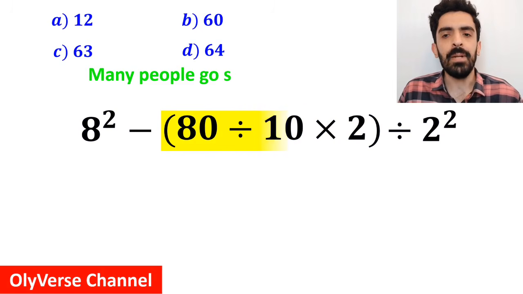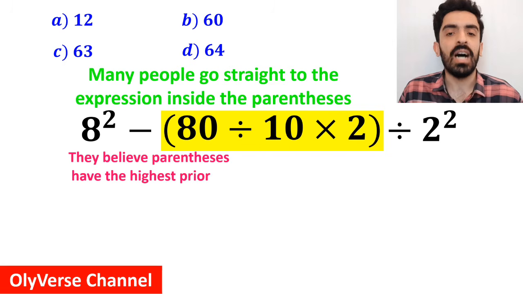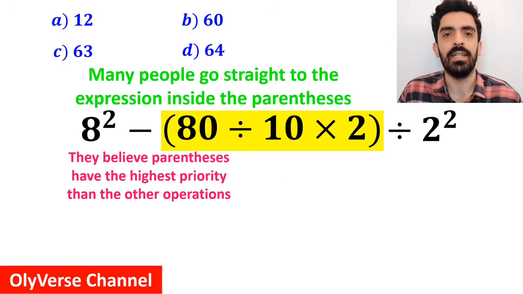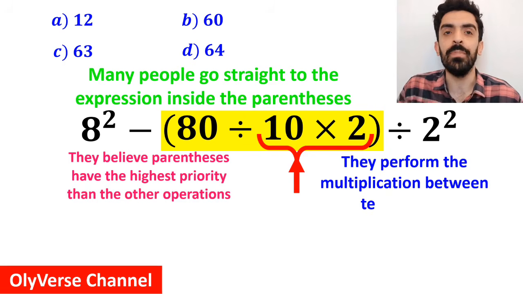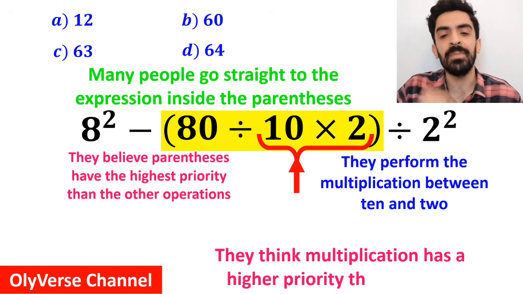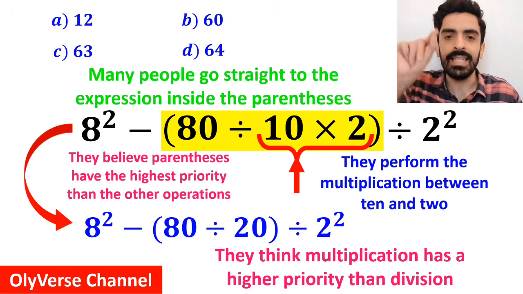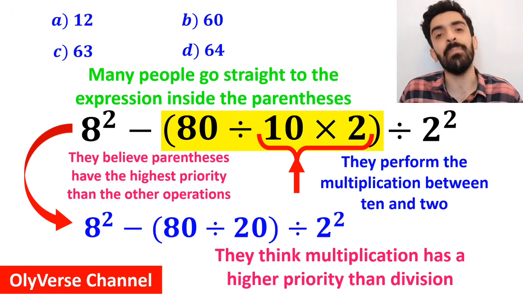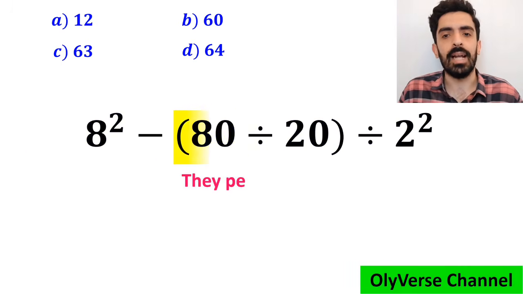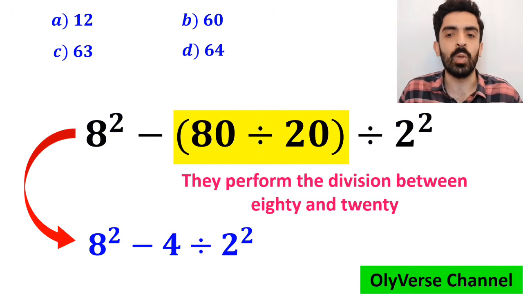At the beginning, many people go straight to the expression inside the parentheses because they believe parentheses have a higher priority than the other operations. And they immediately perform the multiplication between 10 and 2 because they think multiplication has a higher priority than division. So, they simplify this expression and write it as 8 squared minus 80 divided by 20 inside the parentheses, then divided by 2 squared. And the next step, they move on to the division between 80 and 20 and replace this expression with 8 squared minus 4 divided by 2 squared.